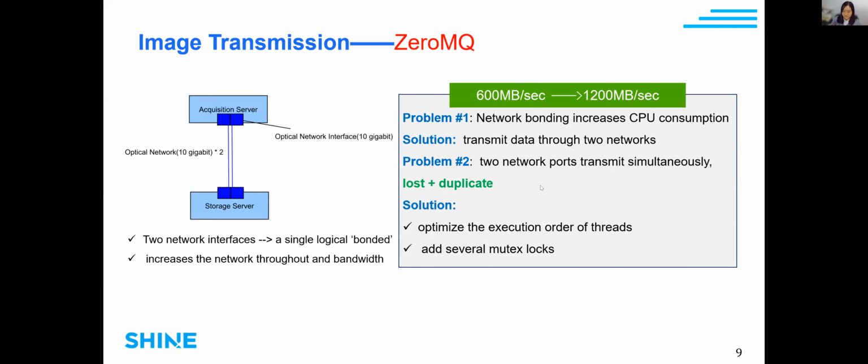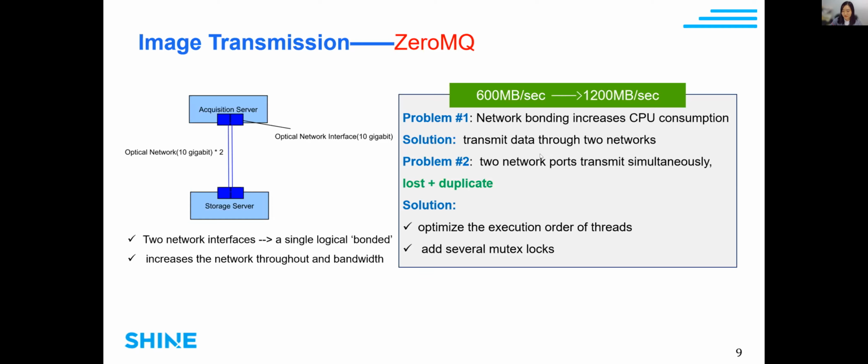However, in order to increase the transmitting speed, we bind 2 network interfaces into a single logical bonded interface. Network bonding increases network throughput and bandwidth, but it increases the CPU consumption and reduces the overall performance. So we use 2 networks logically, and in our program, the data are transmitted through 2 networks.